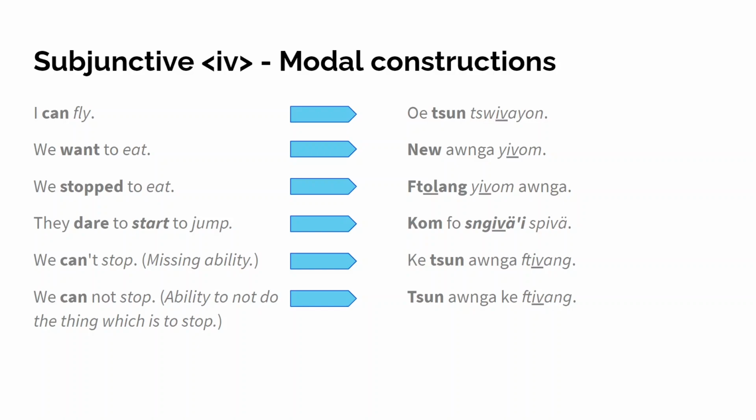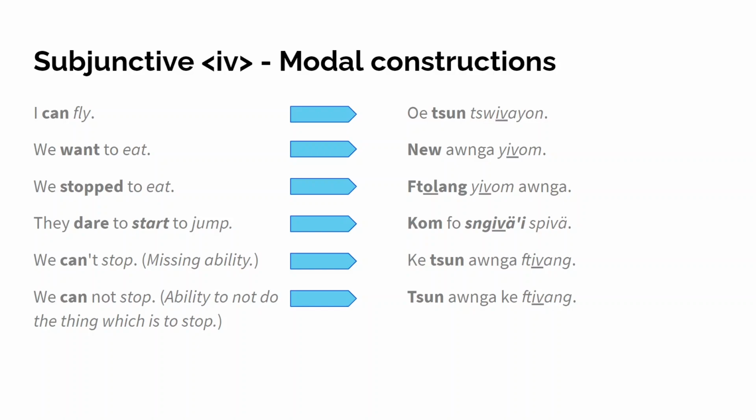We can't stop. Ketsun aungaf divang. Here you see that I put the ke, so the negation, in front of the tsun. So we cannot stop. We don't have the ability to stop. We cannot. The thing which is to stop.